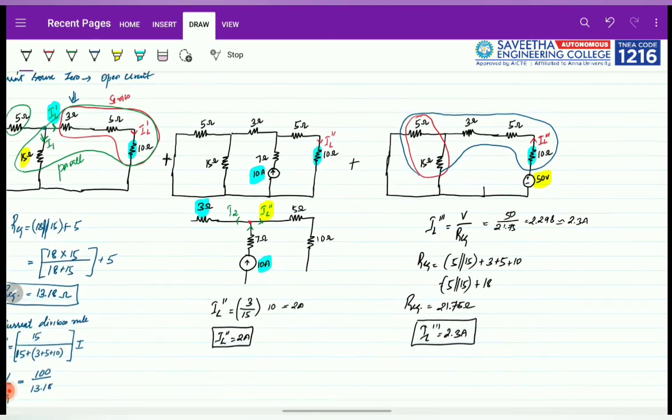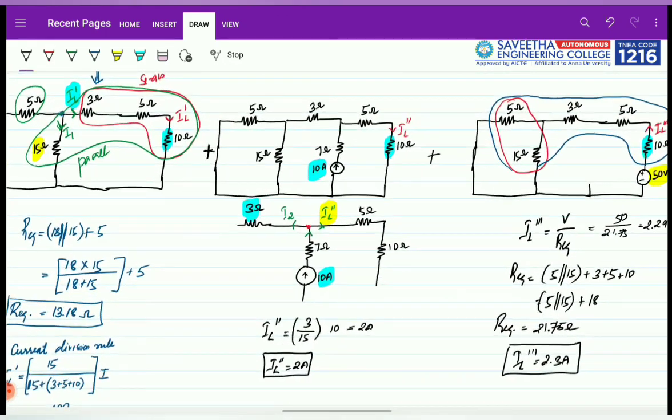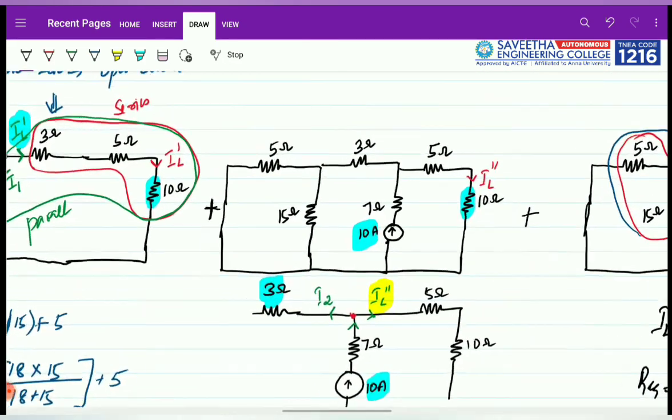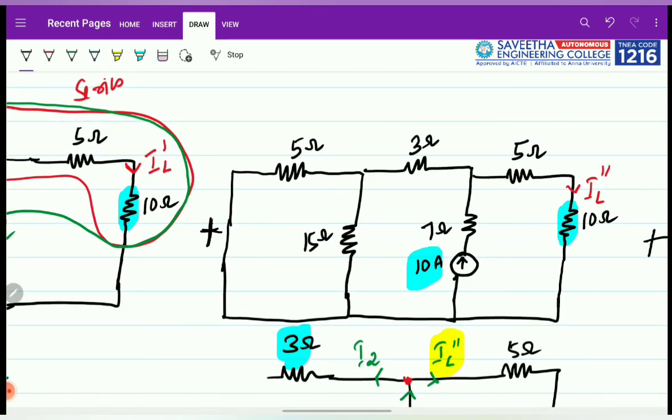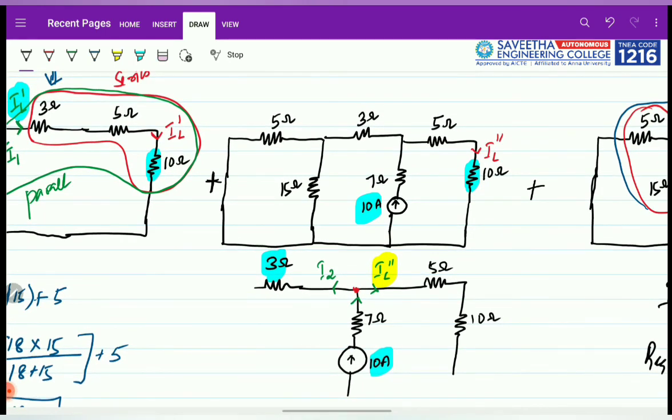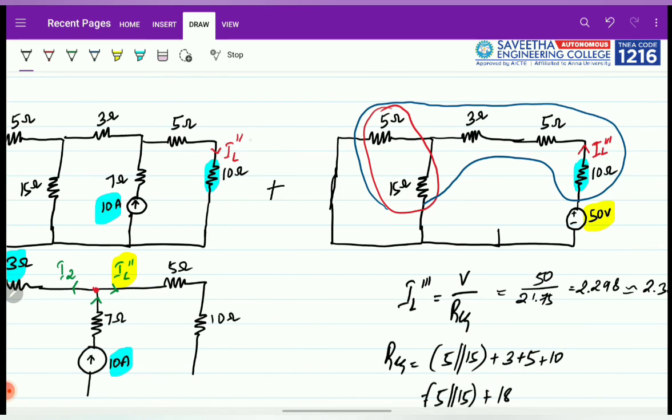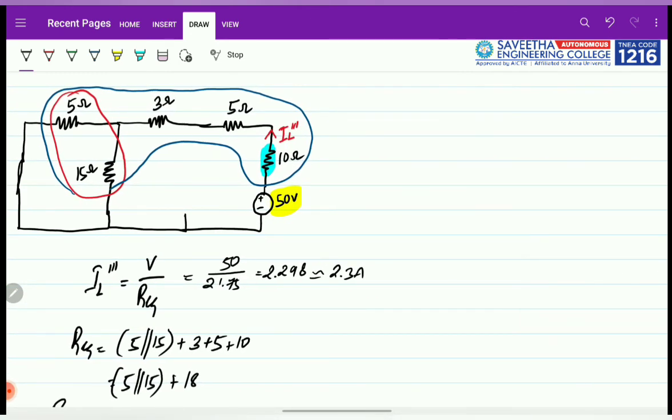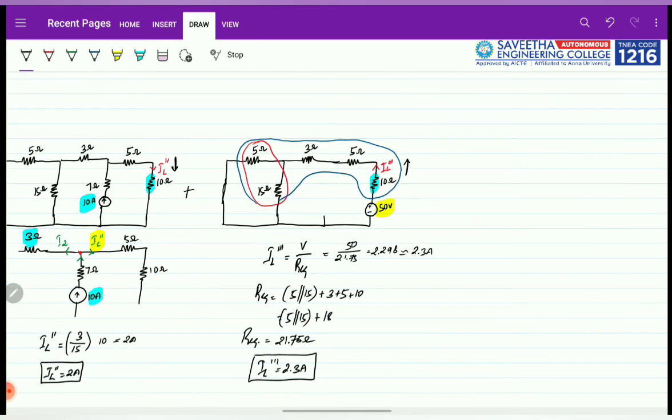In these 3 circuits, now we have to add them, but see the direction of the current. In the first case, the direction of the current in the 10 ohm resistance is from top to bottom, right? From top to bottom like this. In the second case also, we obtained the current in the positive direction, again from top to bottom. But in the third one, the last one, we see the current is going in the opposite direction. So we will add the first two currents.